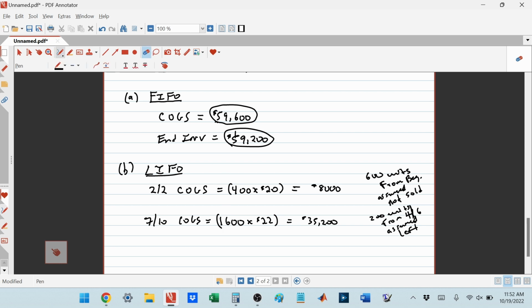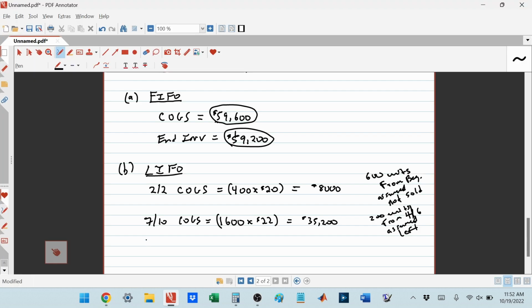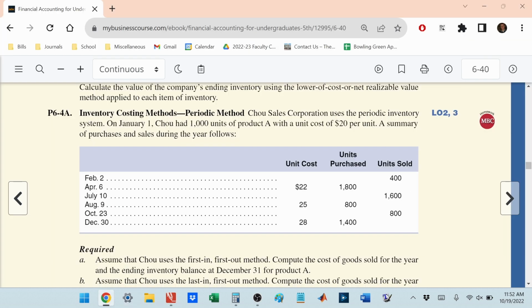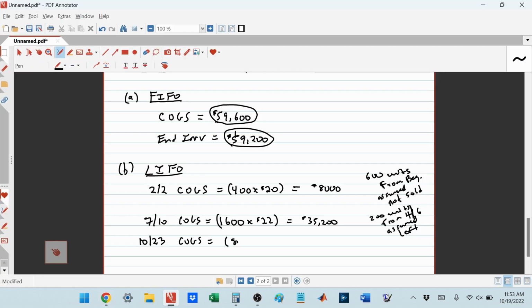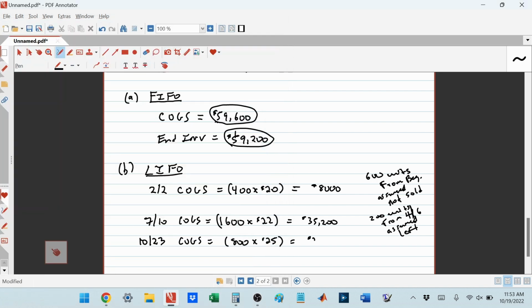All right, and then the final sale we made was on October 23rd. We sold 800 units. And from the perspective of October 23rd, last in, first out, those 800 we sold on October 23rd are assumed to come from our August 9th purchases, the most recently purchased units, the last ones to come in. So we would assign a cost of goods sold of $20,000 to the October 23rd sale.